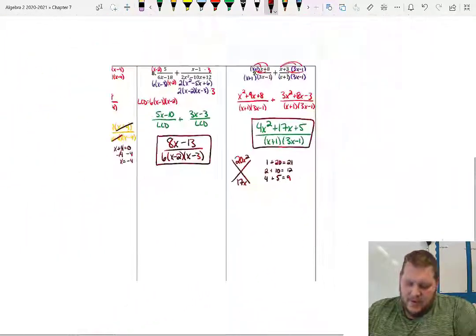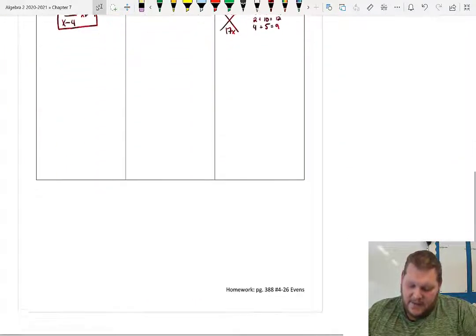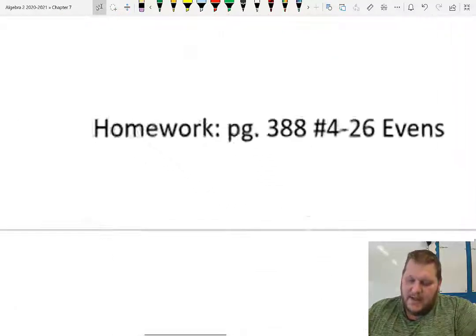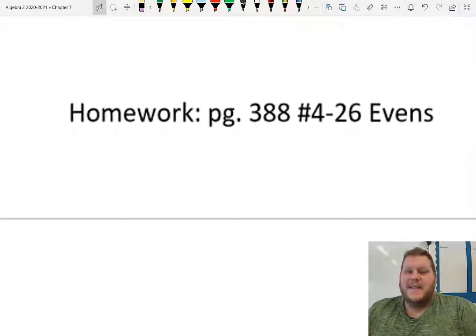Alrighty. So that is all I got for you guys for today. The homework is printed down there at the bottom that you guys will work on tomorrow. It's on page 388. You guys have 4 through 26, just the evens.